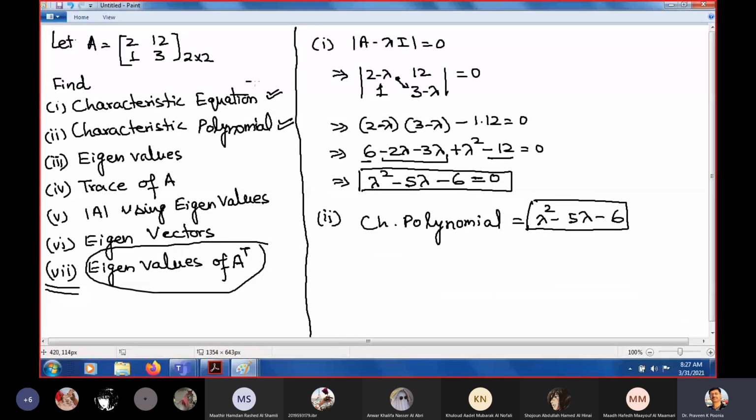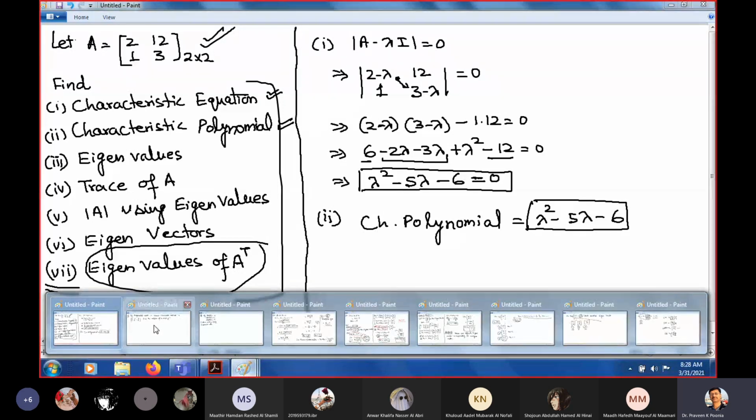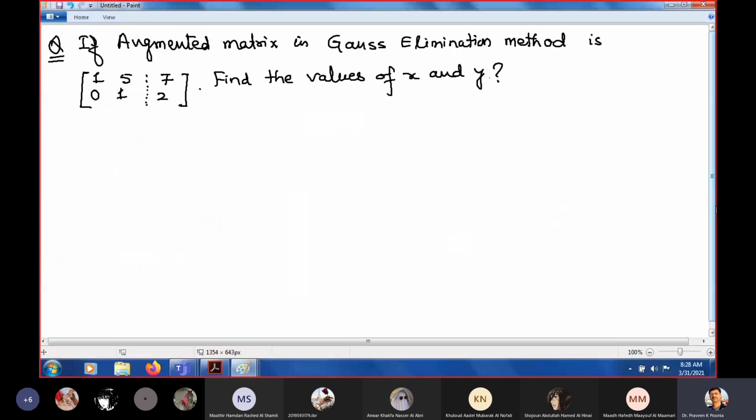I have solved all the 7 parts of this question. Please practice these 7 parts by taking some other different matrix. Try to solve all these parts for a given matrix. Okay, now we'll move to another question.